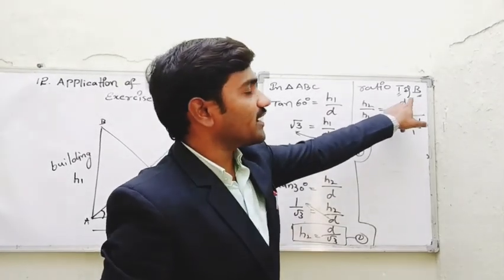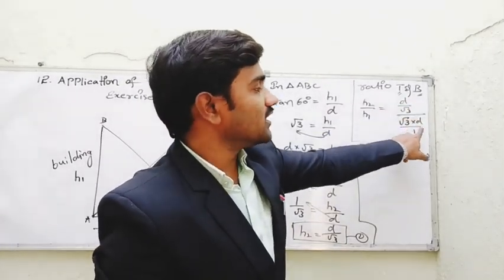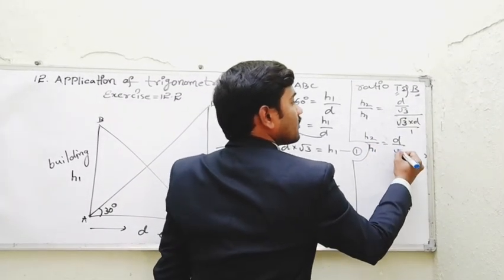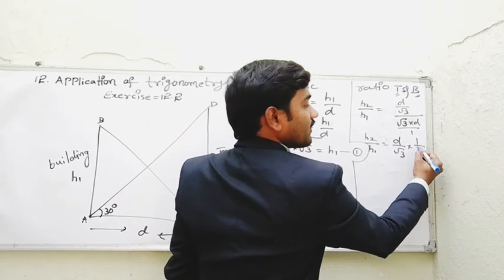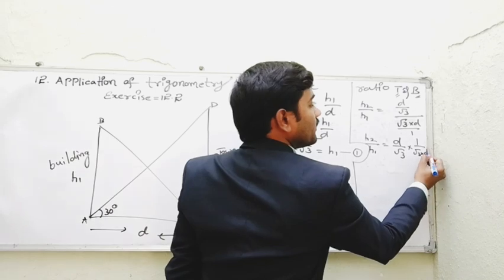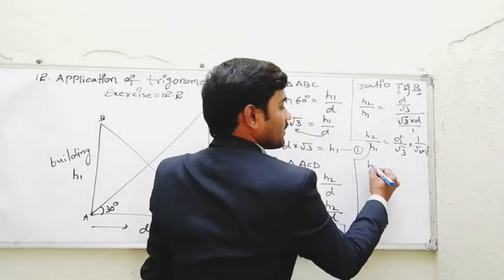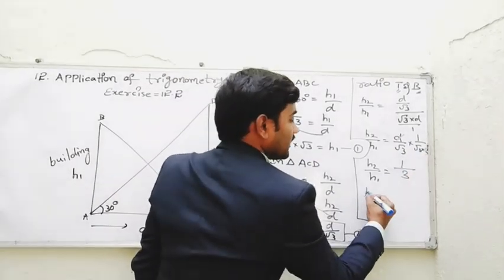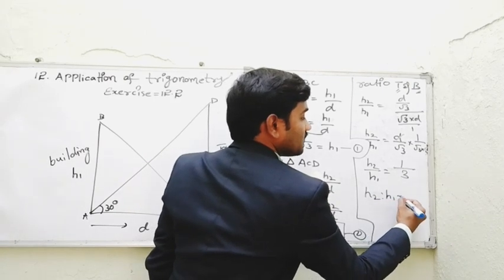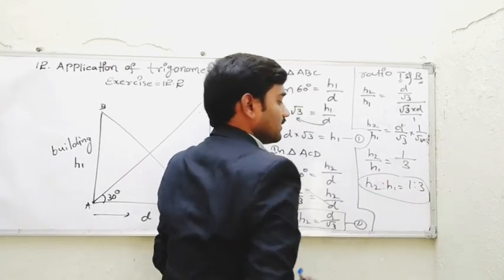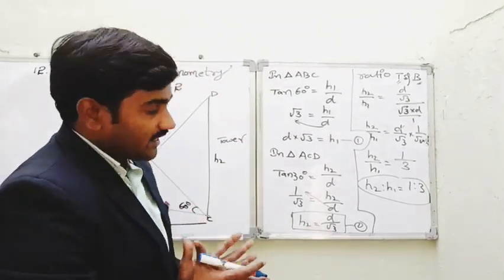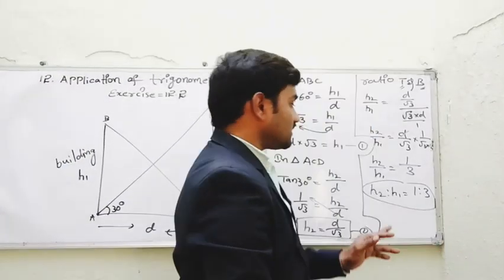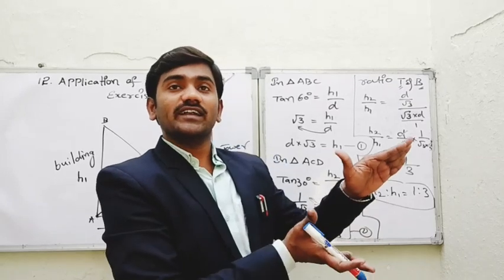We write this as over 1 now. Fraction by fraction: the numerator fraction is D by root 3, the denominator fraction is root 3 into D by 1. So H2 by H1 equals D by root 3 into 1 by root 3 into D. Here D gets cancelled. H2 by H1 equals 1 by root 3 into root 3, which is 3. That is H2 is to H1 equals 1 is to 3. This will be the ratio of the height of the tower to building. That means the height of the building is 3 times the height of the tower.